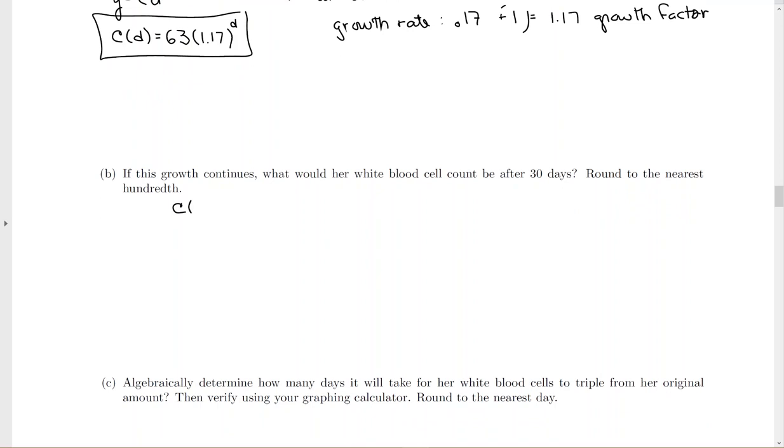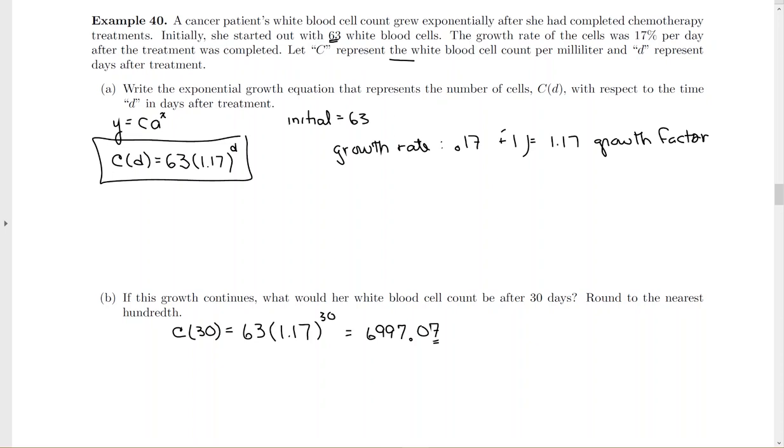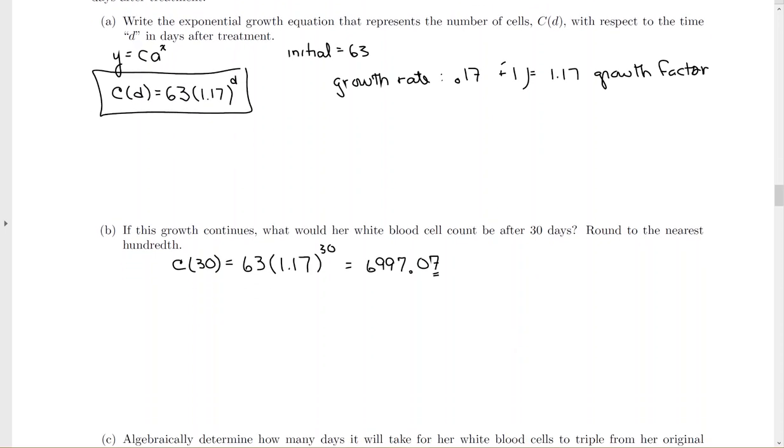So the count after 30 days, notice we're not doing anything with the left side of the equation, it's just giving me information about 30 days later. I plug in the 30 on the other side, and this is the side that we use our calculator for. Round to the nearest hundredth, which means 2 decimal places. So when I do that, I come up with 6,997.07, to 2 decimal places, and then it's white blood cell count. Go back up here to see what the output is. C represents white blood cell count per milliliter, so that's what I'm putting here.